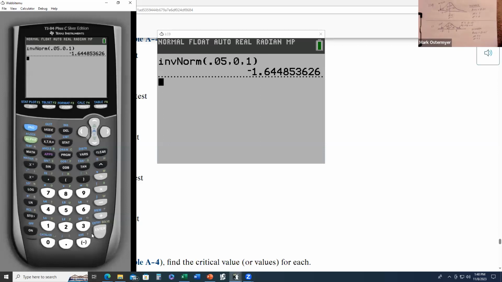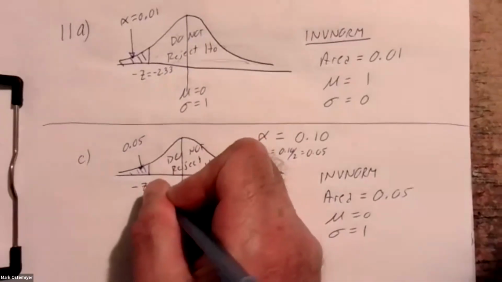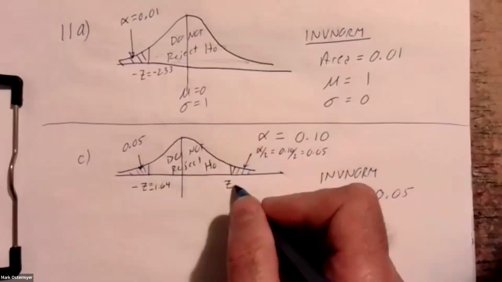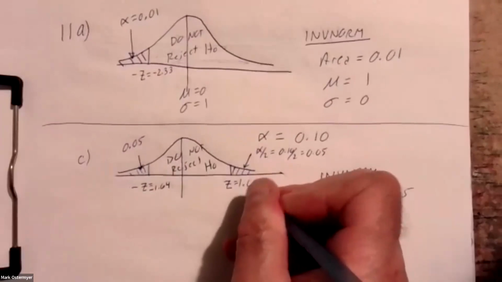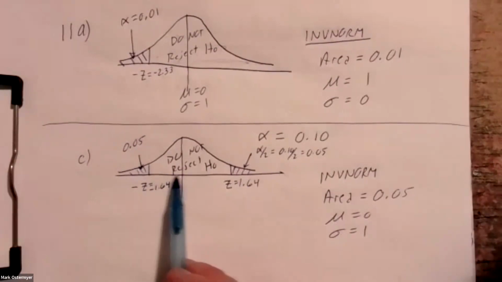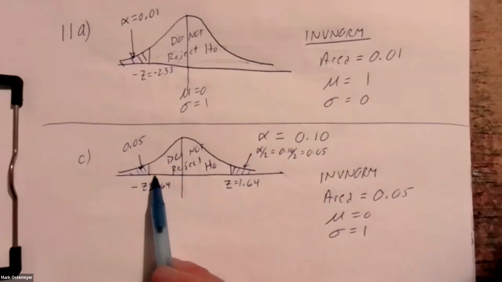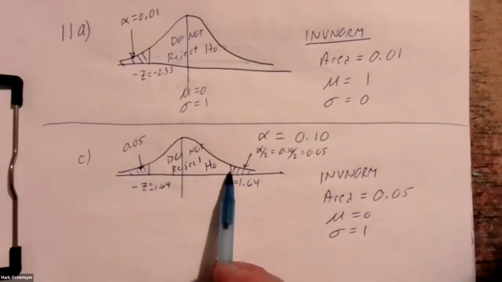And there you go. You get negative 1.64. So that's your critical z-value, negative 1.64. That'll be this one down here. And by symmetry, this is going to be positive 1.64. So if your test statistic was greater than negative 1.64, but less than positive 1.64, that would lend credence for us deciding to do not reject the null hypothesis.